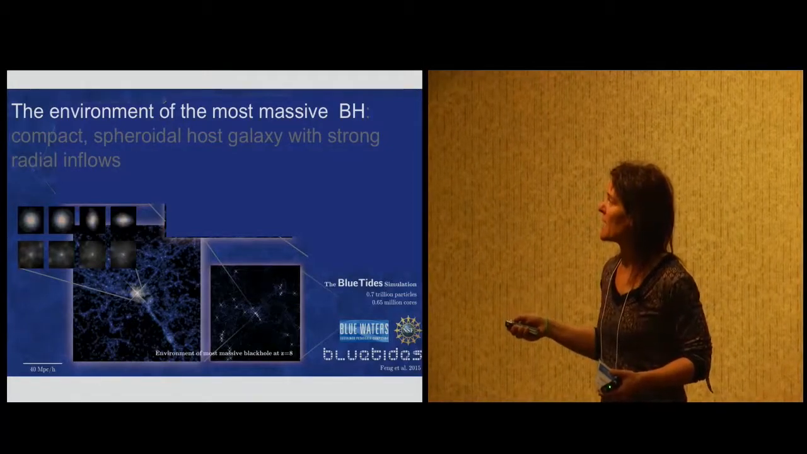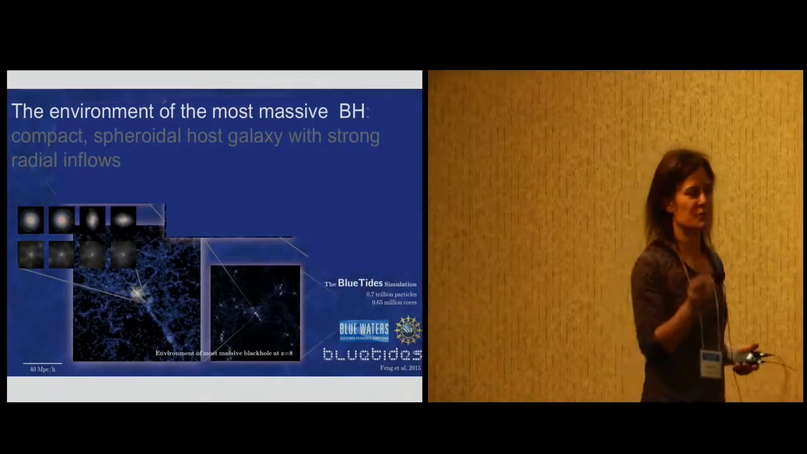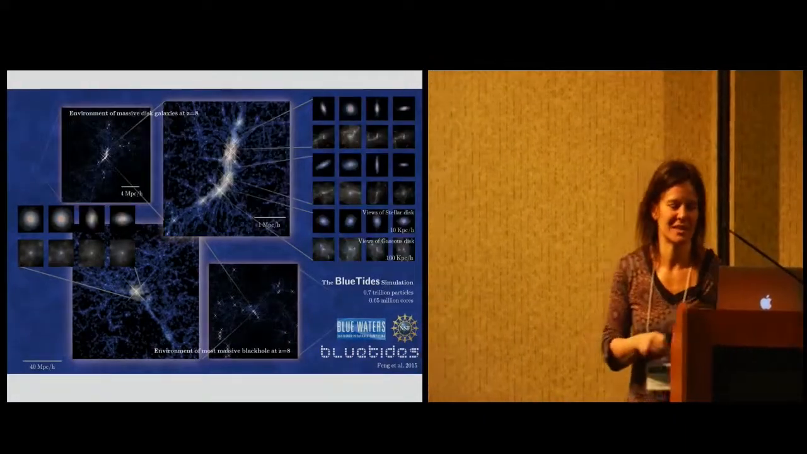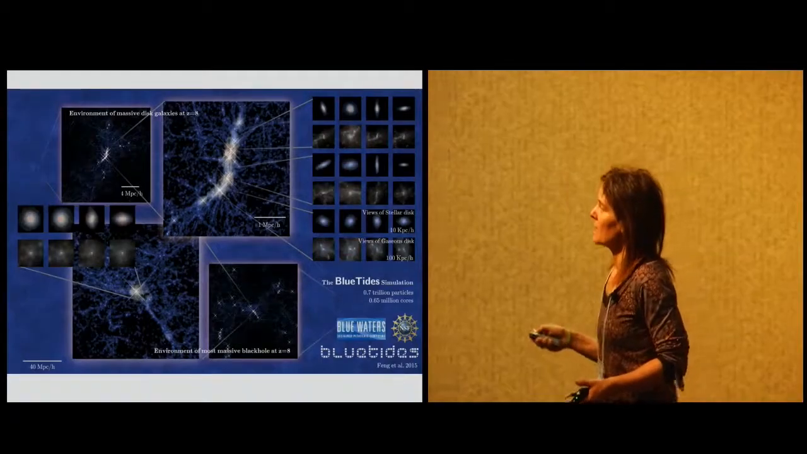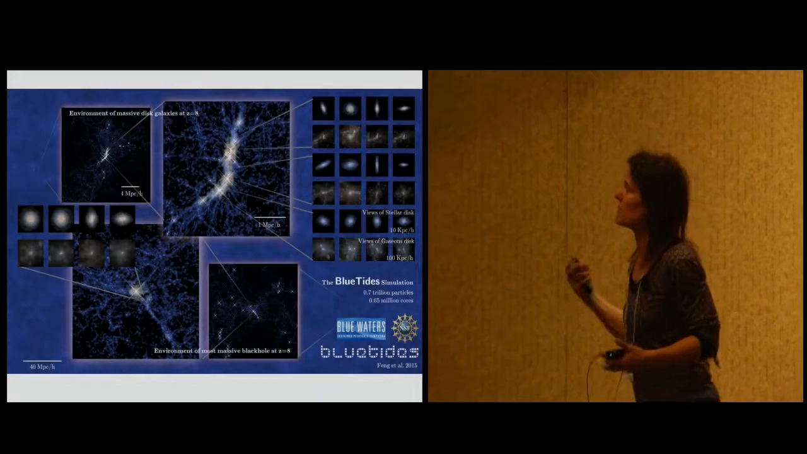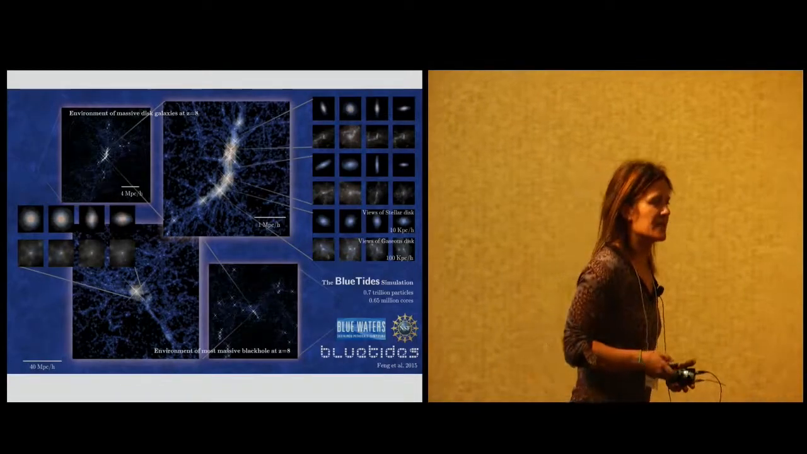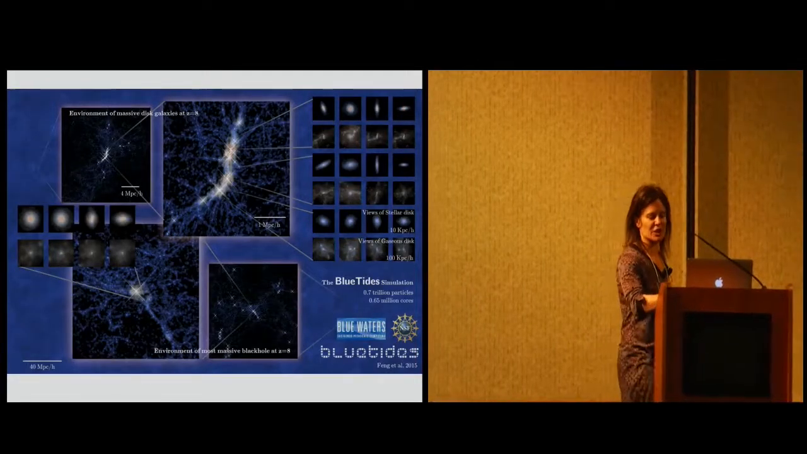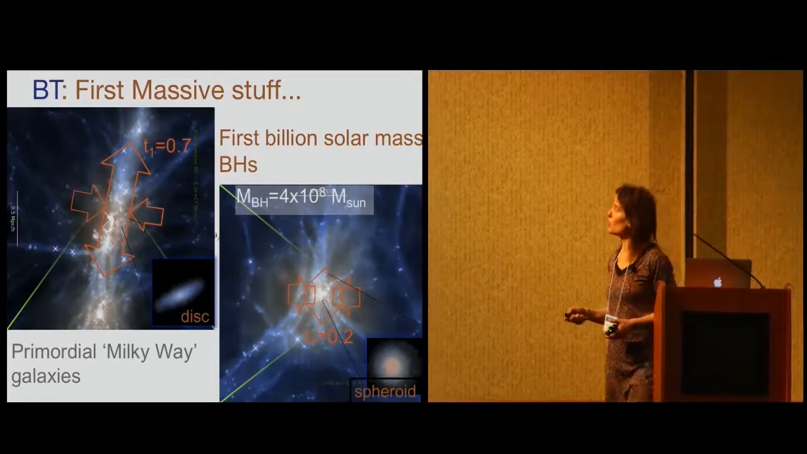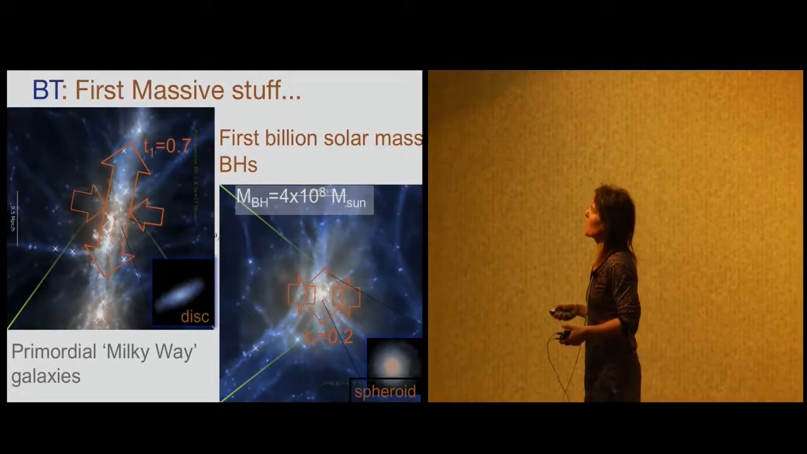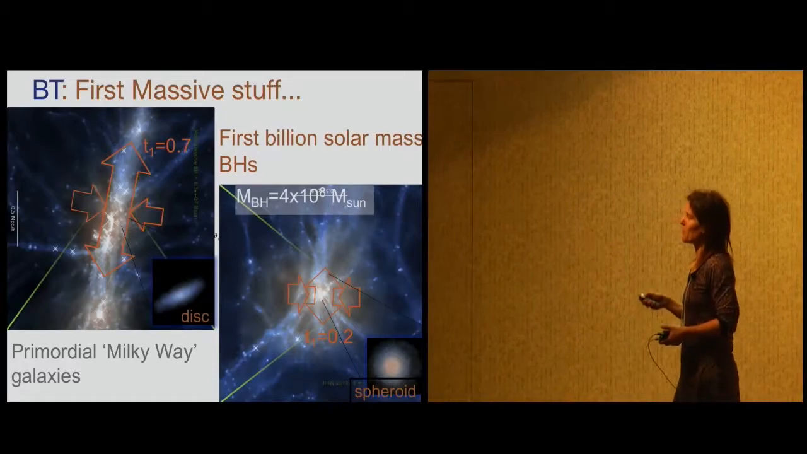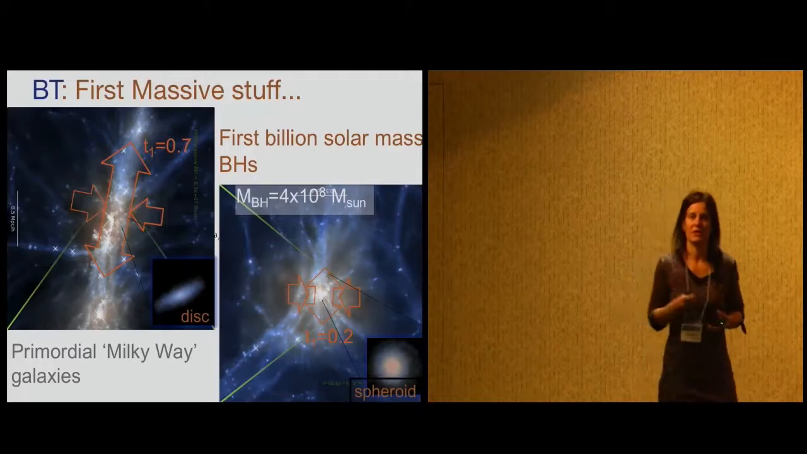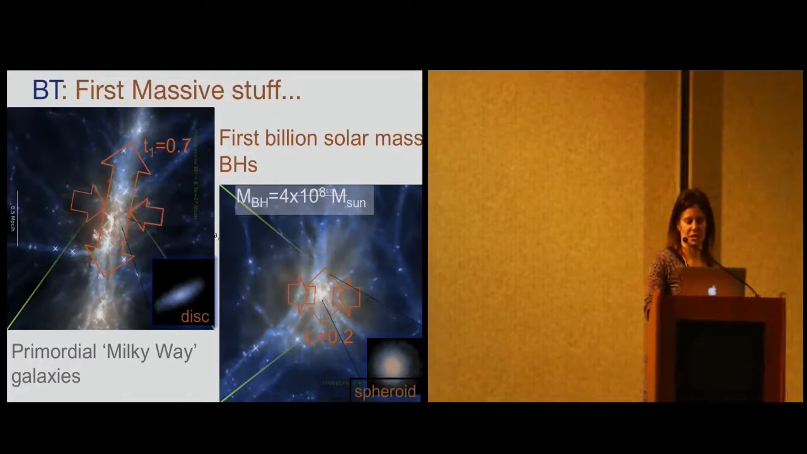This is zooming in, and the host galaxy around it is much more spheroidal. So this is indeed a summary of some of the major results that we highlighted: the formation of the first disks and the formation of the first massive black holes in the early universe. Again, this is zooming into these regions and highlighting the environment of these primordial Milky Way galaxies, the environment of these very supermassive black holes in the early universe.